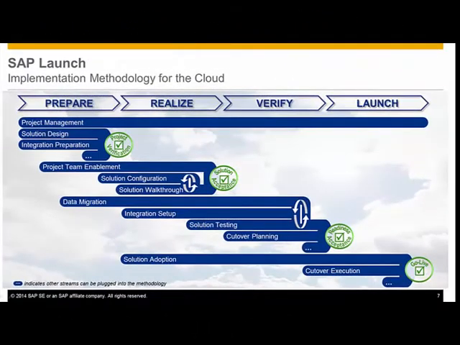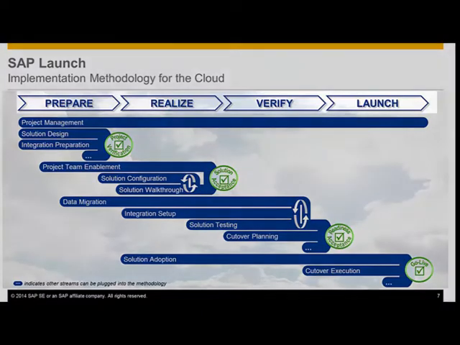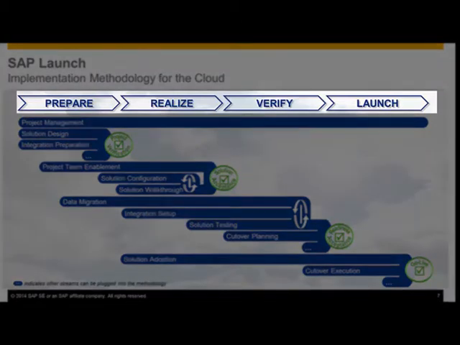SAP Launch is a very prescriptive and predictable methodology that is lean and fast, while at the same time incorporating the iterative and agile approach where it makes sense, like with configuration and testing. This allows us to lead with best practices, yet involve the customer in the configuration and testing cycles to ensure that the solution fits their business. As we dive into the SAP Launch methodology, you'll notice that there are 4 phases for the implementation project lifecycle: prepare, realize, verify, and launch.